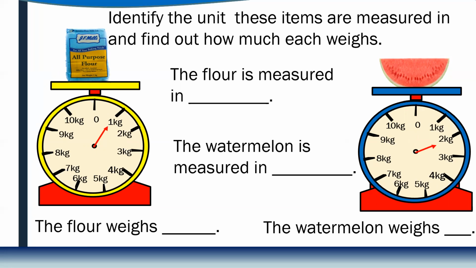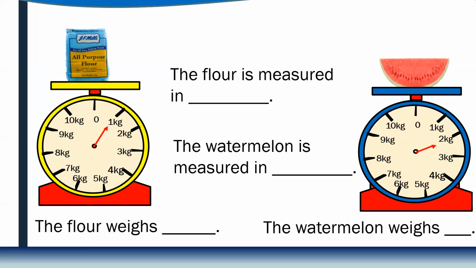Wow, boys and girls, I have 2 more items for you to complete some sentences about. Let's read together and complete them. The flour is measured in? Great. The flour is measured in kilograms. The watermelon is measured in? Again, that's a great answer, kilograms.